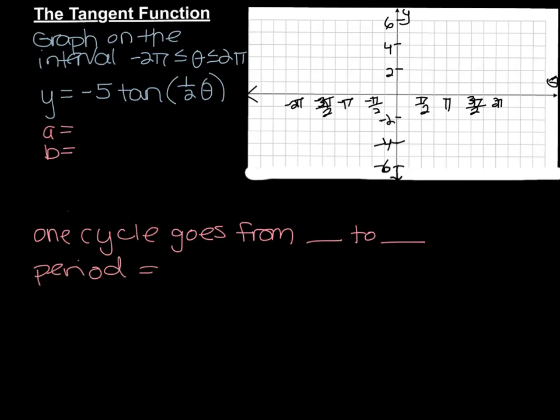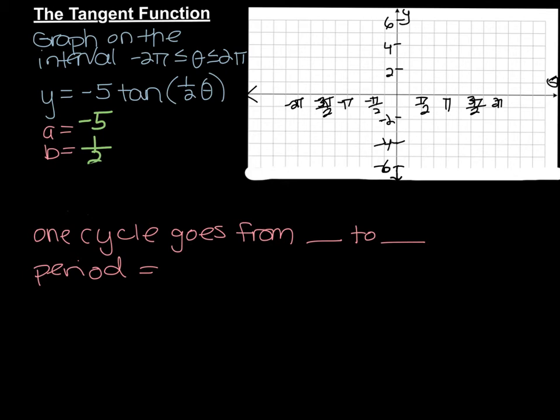Finally, looking at the tangent function, we're going to graph this again on the interval from negative 2 pi up to positive 2 pi in radians. On my y-axis, I went up to positive 6 and negative 6 because my a value is negative 5, so I need to at least show that on the graph. I'm going to fill in a few pieces of information first. My a value is negative 5, and my b value is 1/2.